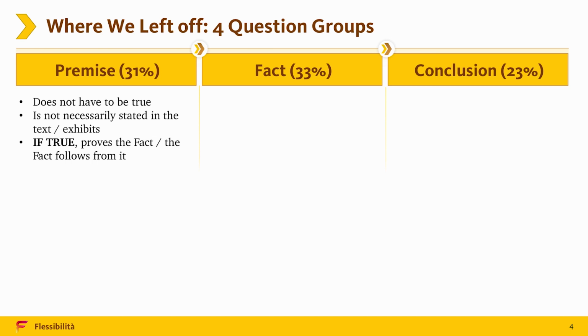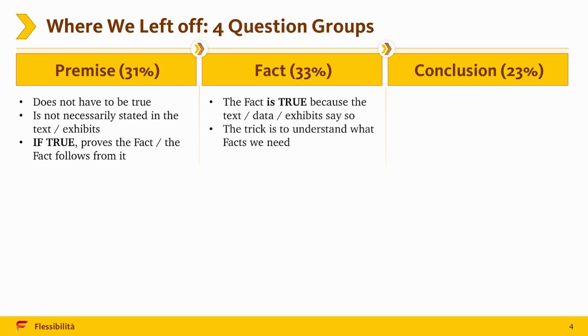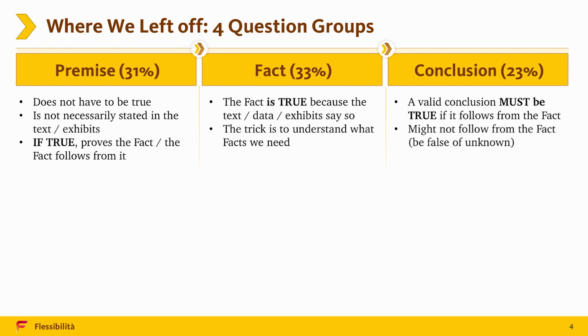A premise does not have to be true or based on the data in the text or exhibits. It might be a completely new piece of information. However, if we assume its truth, it allows us to make certain conclusions about a fact stated in the text. In comparison, a fact is true based on the data. You just need to interpret it, and the conclusion has to follow from the data.